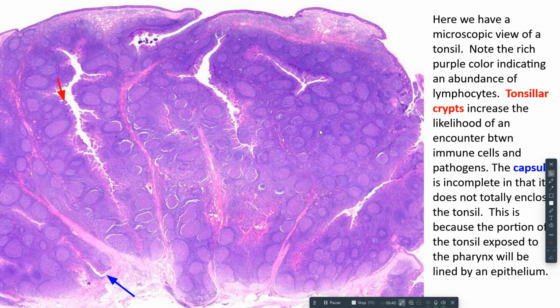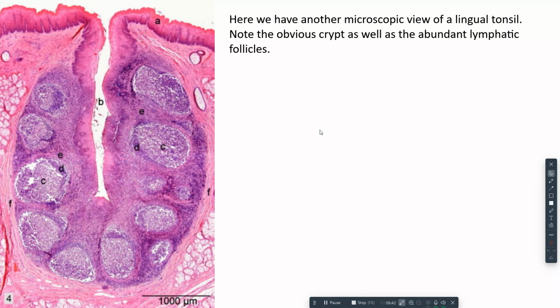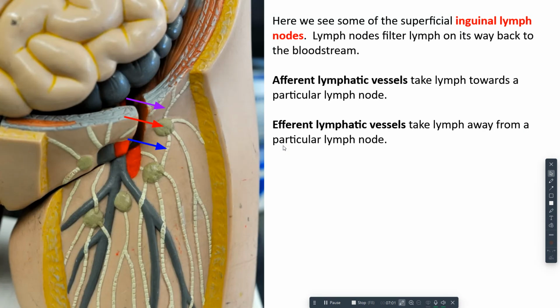All right, let's look at another tonsil, zooming in up close. So we got another tonsil. This is a lingual tonsil here. And I want you to point out the crypt as well as the abundant areas with lymphocytes and then the packed together lymphatic follicles. And then we can move on and look at some lymph nodes.